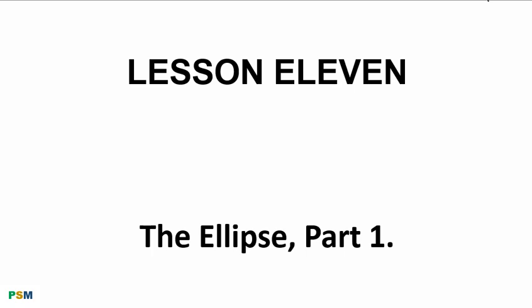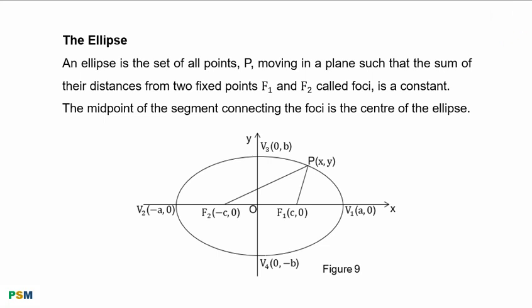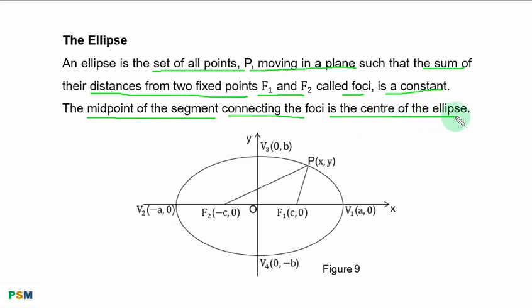Lesson 11, the ellipse, part 1. An ellipse is the set of all points P moving in a plane such that the sum of their distances from two fixed points F1 and F2, called foci, is a constant. The midpoint of the segment connecting the foci is the center of the ellipse.